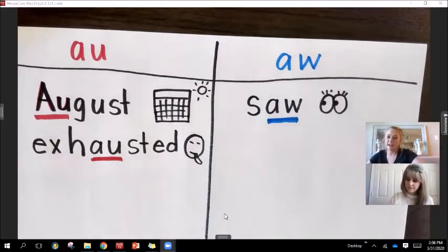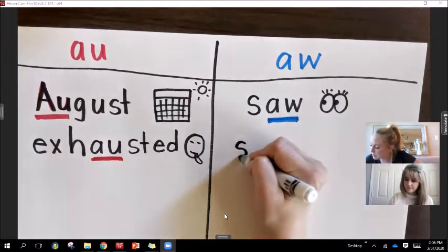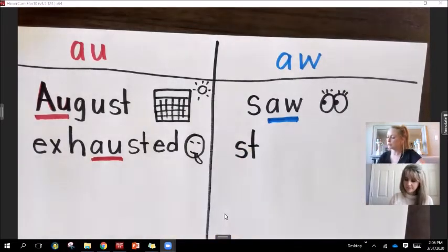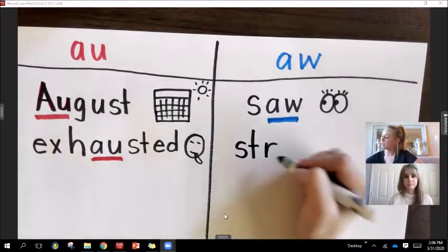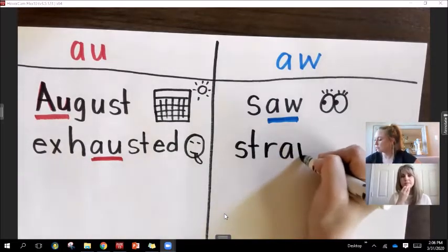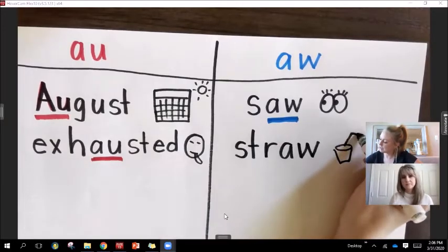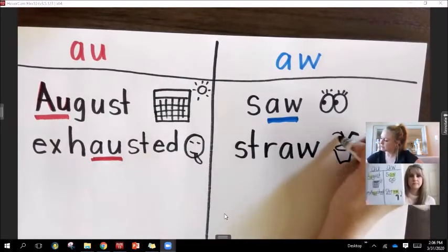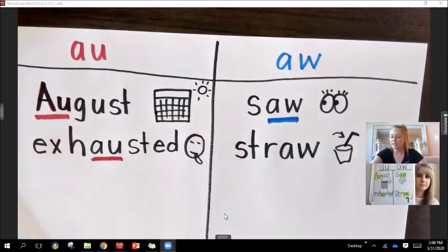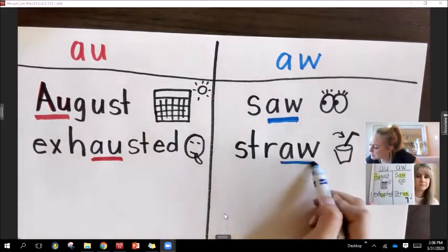Straw. That has one of those 3-letter tricksters. Straw. Kind of like string. Straw. Straw. And that is something you drink out of. So I'm going to draw a quick picture of a straw. And let me underline the AW in this word.